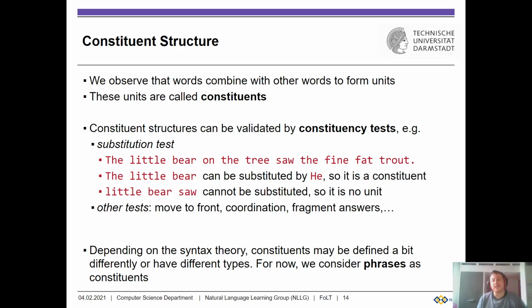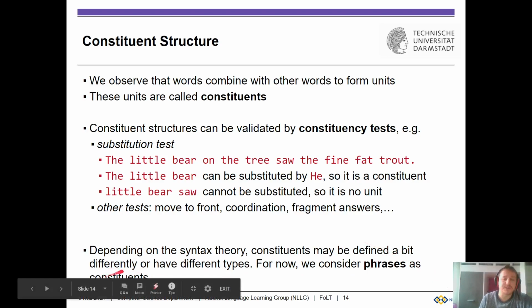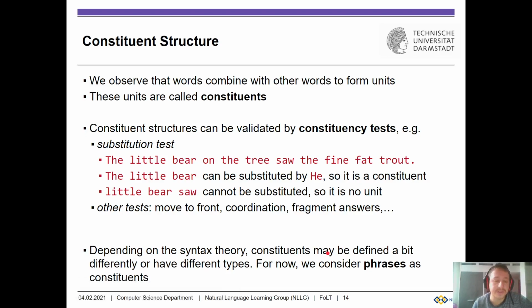Those constituents may take different forms depending on the syntactic theories. The grammar is and has been a big field in linguistics, so different syntactic theories have arisen, and those different theories define constituents all a little bit differently. For now, what we do in natural language processing is we take phrases as constituents, right? So this is the classical approach in NLP, that we call those constituents phrases.